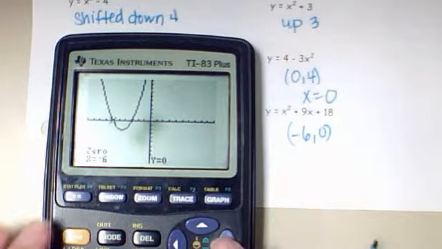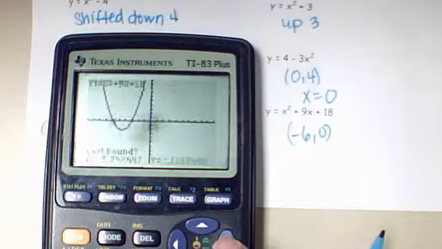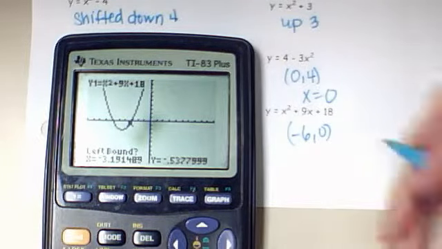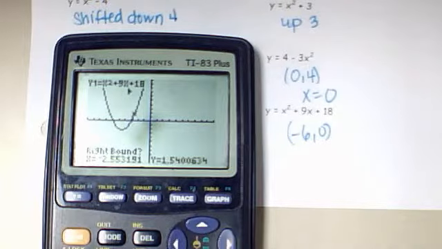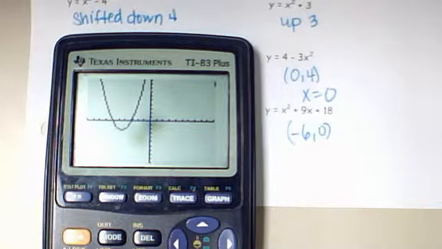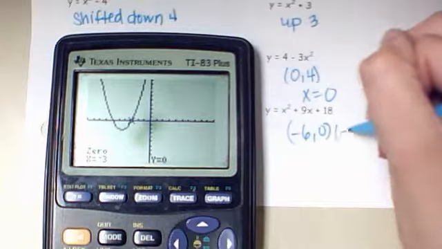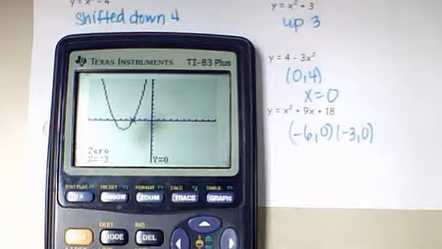To find my second, I'm going to do it again. Second trace, 0. Something on the left this time would be something on the bottom side, and hit enter. On the right would be something on the top side, hit enter. And your last thing is to guess. And that's negative 3, 0. And now I have both pieces.